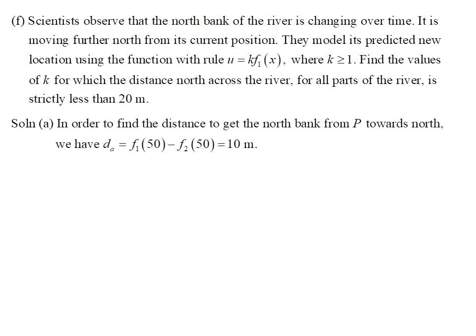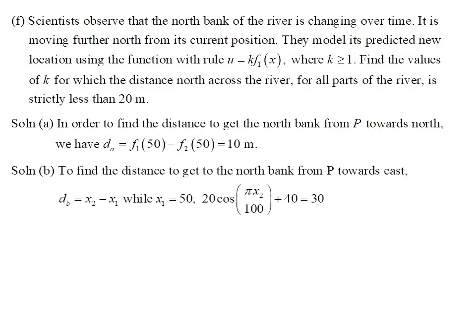Now let's start with part A. In order to find the distance to get to the north bank from P towards north, the distance d equals f1 of 50 minus f2 of 50, which equals 10 meters.